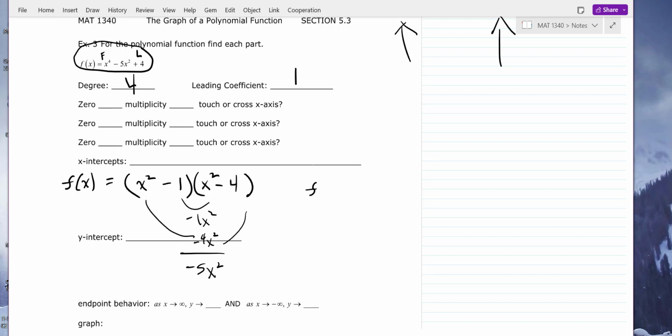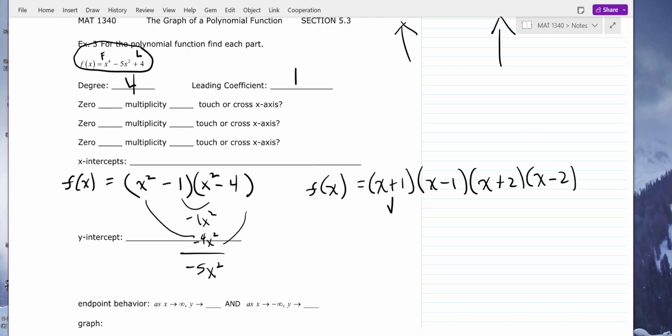So what you're going to get is f of x equals x plus 1 times x minus 1 times x plus 2 times x minus 2. So there's the factoring aspect. Now from here, it's all kind of the same stuff, which I sense that we're doing pretty well with now. So we do have 4 zeros, so I think I probably needed another blank here.